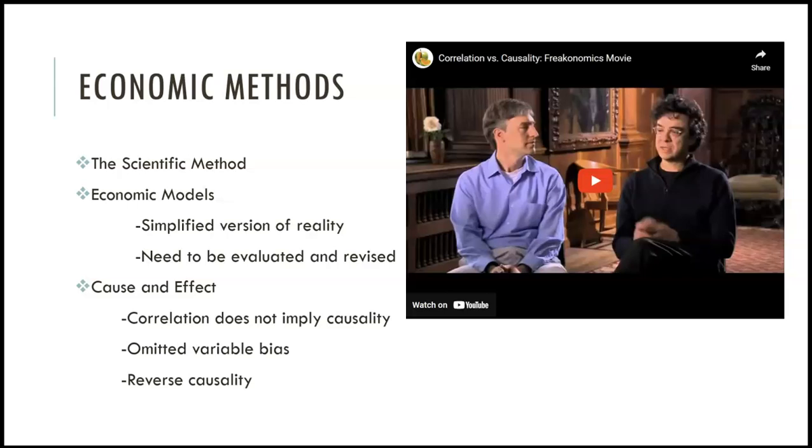It could be that we have an omitted variable bias. So there could be some other third factor that's actually causing both of those things. There could be reverse causality. It may be that we're saying minimum wage going up causes unemployment, but maybe it's really the other way around. Unemployment going up causes minimum wage. Sometimes those things will seem obvious to us, sometimes they won't, and sometimes we're going to have to revise and do things over. We're going to watch this short clip about correlation versus causality. This is from Freakonomics, which you will have a chance to watch more of later in the semester.